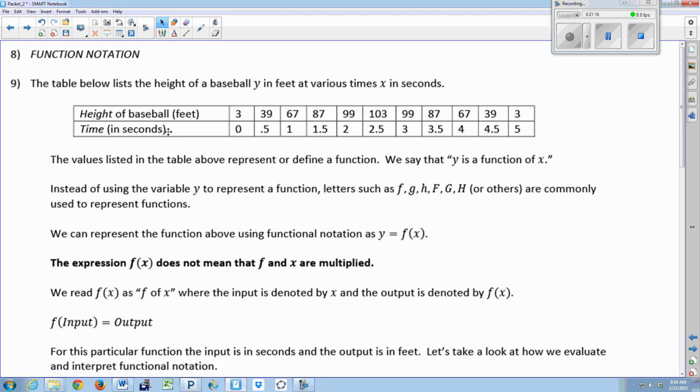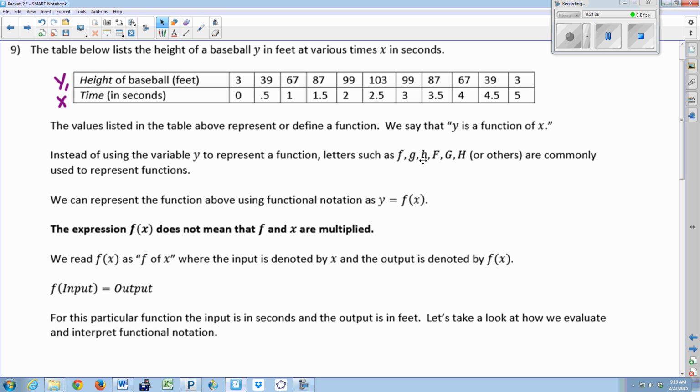The language that we use is we say that y, in this case, the height of the baseball, is a function of x, that we don't know what the height is until you come along and tell me how many seconds it has been since the baseball has been hit. So instead of using this variable y, we now are going to introduce some letters that are going to represent functions. These are the common letters, little f, little g, little h, big F, big G, big H. We could use other letters, but those are the typical ones.